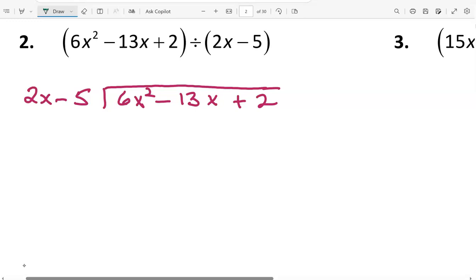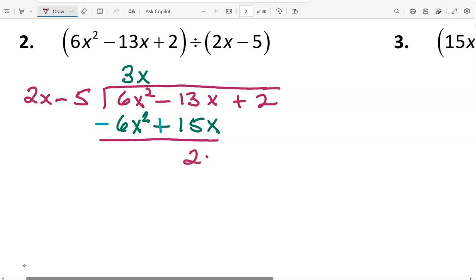So 6x squared divided by 2x is 3x, and then 3x gets multiplied by the entire divisor. So 3x times 2x is 6x squared, and 3x times negative 5 is negative 15x. What I have to do at this point is go back and change the signs and add, which is equivalent to subtracting. So if we change the signs of the second term below and add, then 6x squared plus negative 6x squared is 0, so I'm not going to list anything there. Negative 13x plus 15x is 2x, and then I'm going to bring down the plus 2.